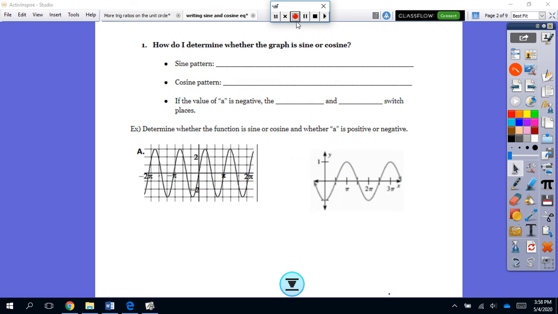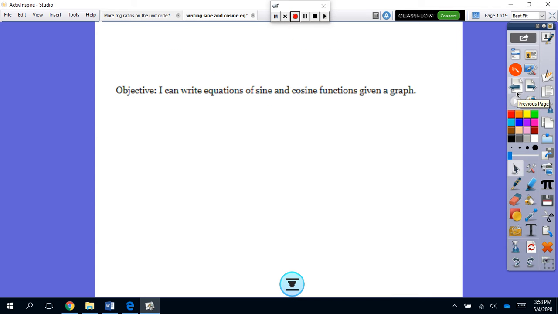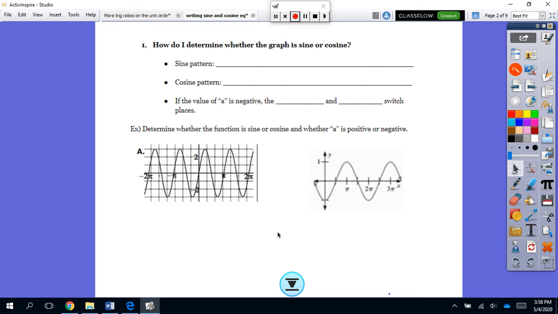Okay, so how do you determine whether the graph... I'm sorry, the objective is to write equations of sine and cosine functions given a graph. There could be vertical translations, so we want to go through the steps basic by basic.